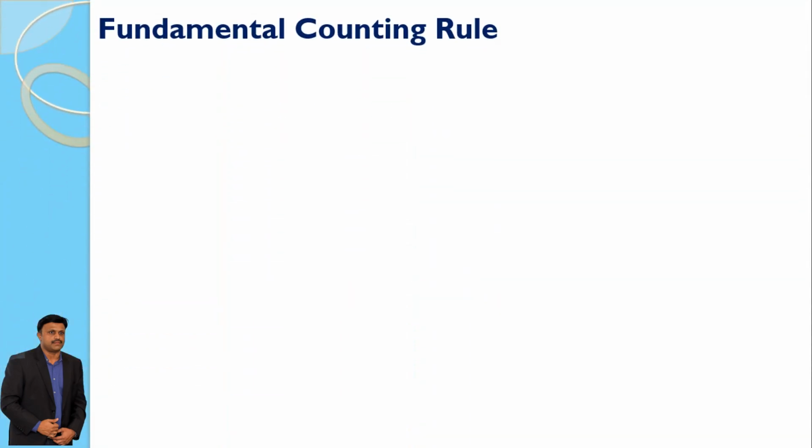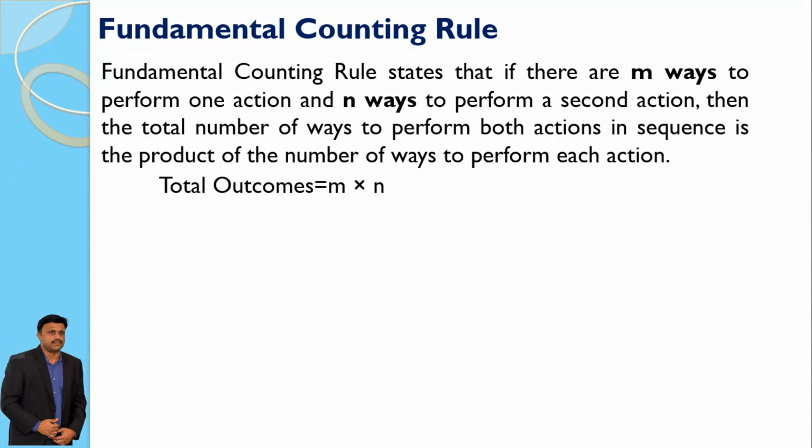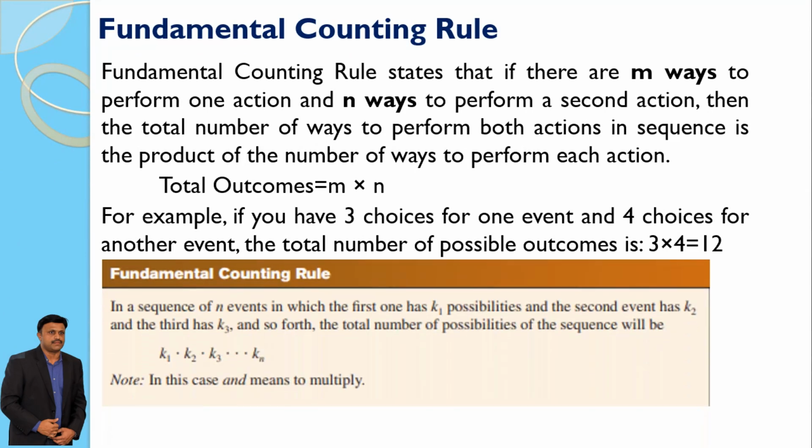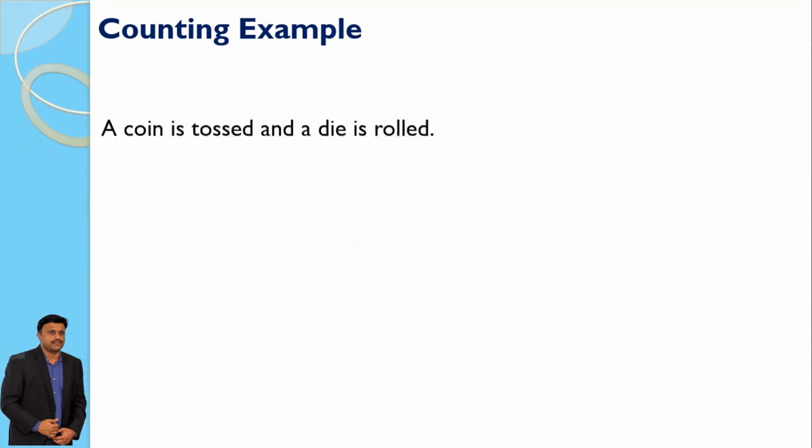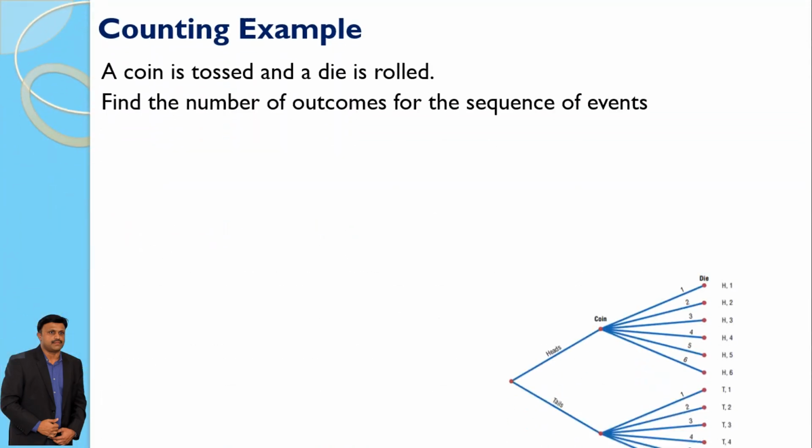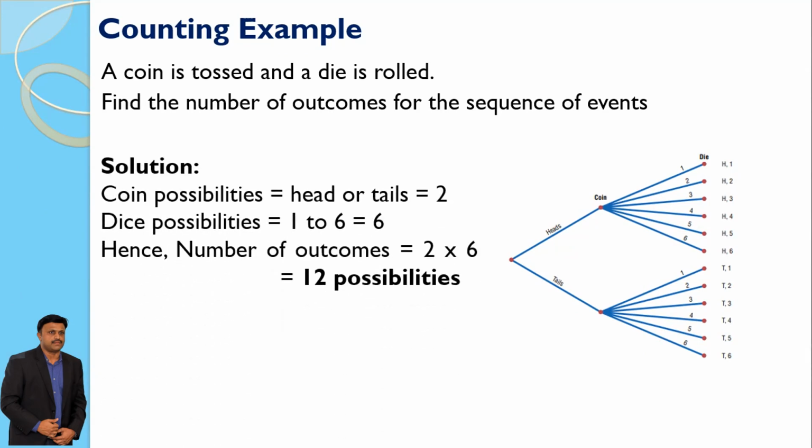The fundamental counting rule states that if there are m ways to perform one action and n ways to perform a second action, then the total number of ways to perform both actions in sequence is the product of the number of ways to perform each action. A coin is tossed and a die is rolled. The number of outcomes for the sequence of events is calculated by multiplying the number of possibilities for each event.